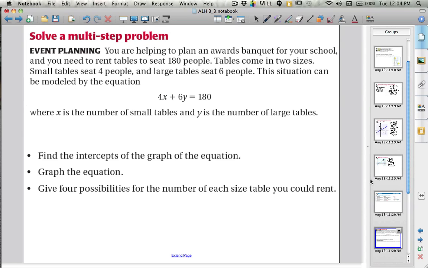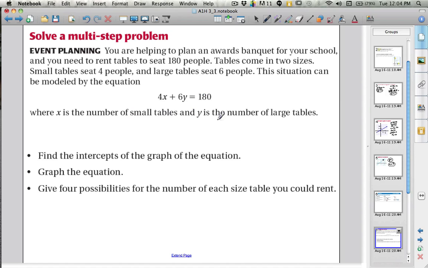Okay, so let's look at working with a problem. I'm helping to plan an awards banquet for school, and I need to rent enough tables to seat 180 people. There are two different sizes of tables. They have small tables that seat 4 and large tables that seat 6. And I can model my situation here: any combination of small tables and large tables that will equal 180 is a possible solution for me.